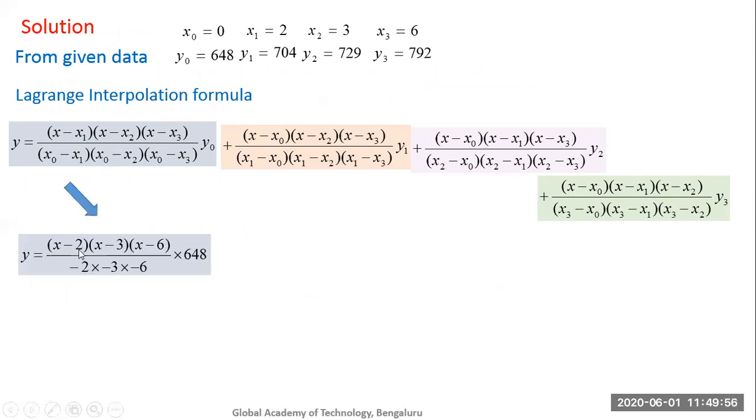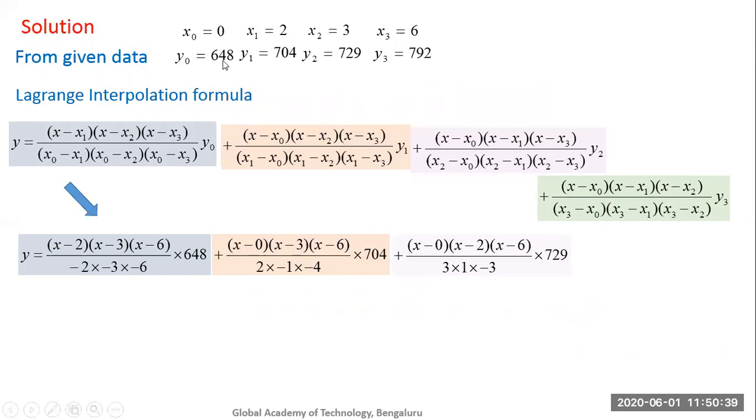So we get here x minus x1, x1 is 2, x minus x2 is 3 and x minus x3 is 6. The denominator is x0 minus x1, that is minus 2, 0 minus 3 is minus 3, 0 minus 6 is minus 6, multiplied by y0, 648. The second term, x minus x0 is x minus 0, x minus x2 directly is x minus 3, x minus x3 is x minus 6. The denominator is x1 minus the remaining values, 2 minus 0 is 2, 2 minus 3 is minus 1, 2 minus 6 is minus 4, multiplied by the corresponding y1, 704.